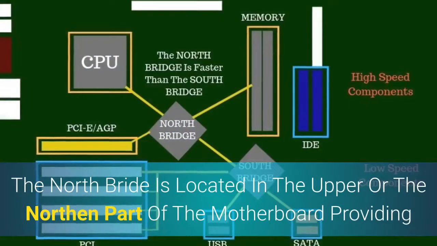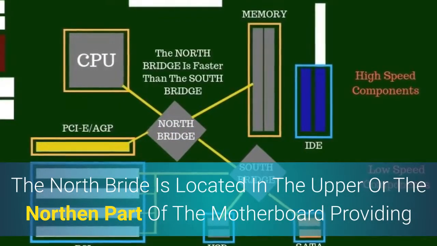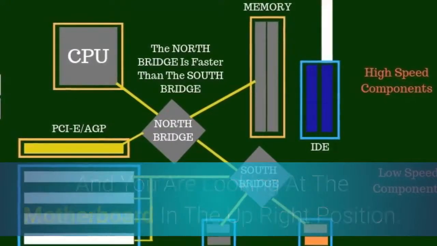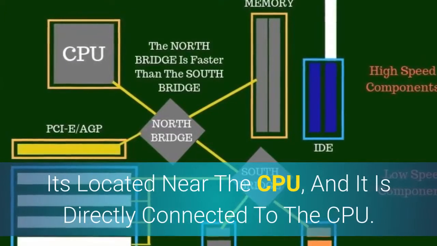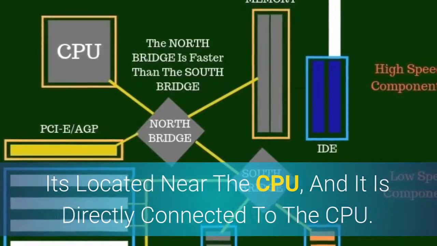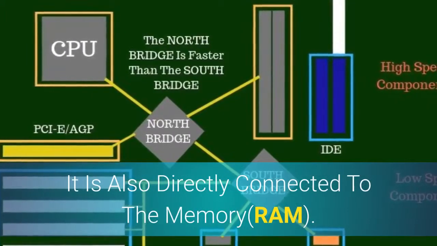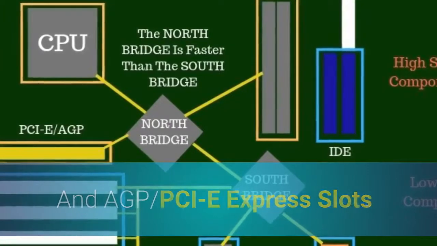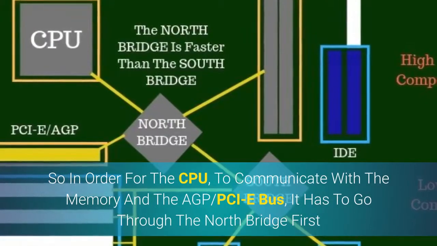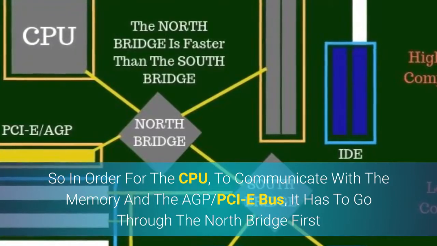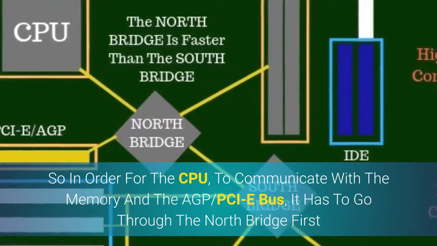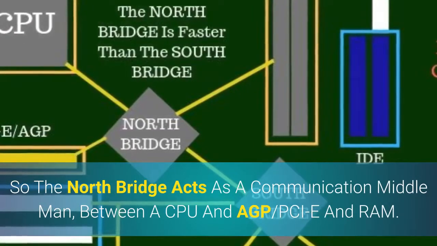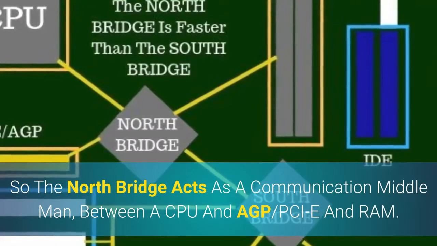The North bridge is located in the upper or northern part of the motherboard, when you are looking at the motherboard in the upright position. It's located near the CPU, and it is directly connected to the CPU. It is also directly connected to the memory, RAM, and the AGP and PCI Express slots. So in order for the CPU to communicate with the memory and the AGP or PCIe bus, it has to go through the North bridge first. So the North bridge acts as a communication middleman between the CPU and AGP, PCIe and RAM.